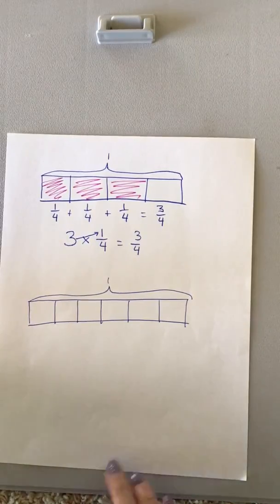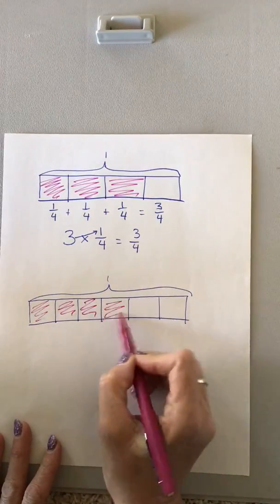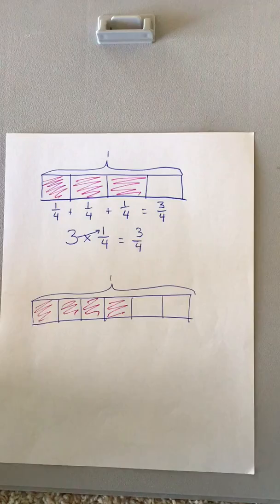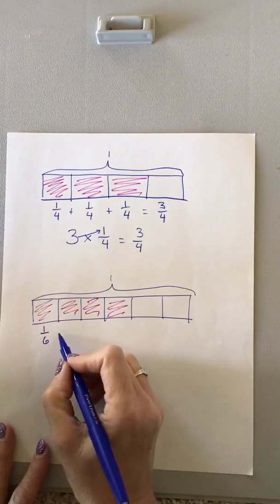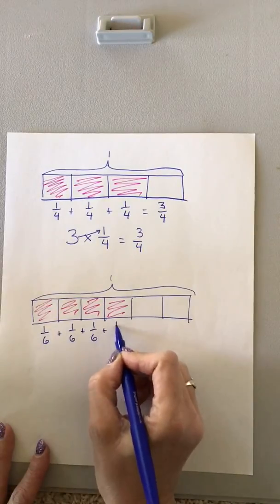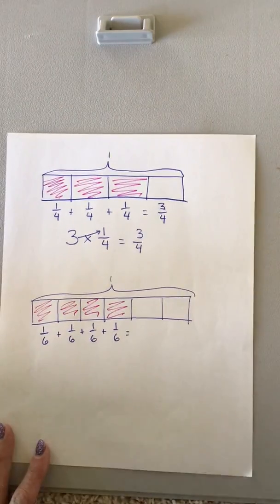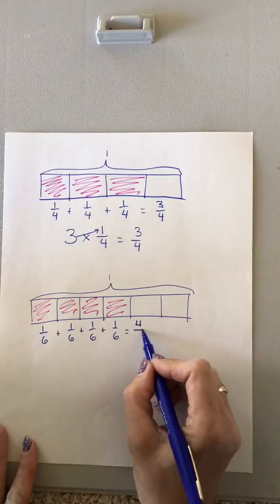Okay, so I'm going to shade some of these in. Okay, how many did I shade in? That's pretty easy. I shaded in 4. So here's 1/6 plus 1/6 plus 1/6 plus 1/6. Okay, and you put them all together, 1, 2, 3, 4. You have a total of 4/6.